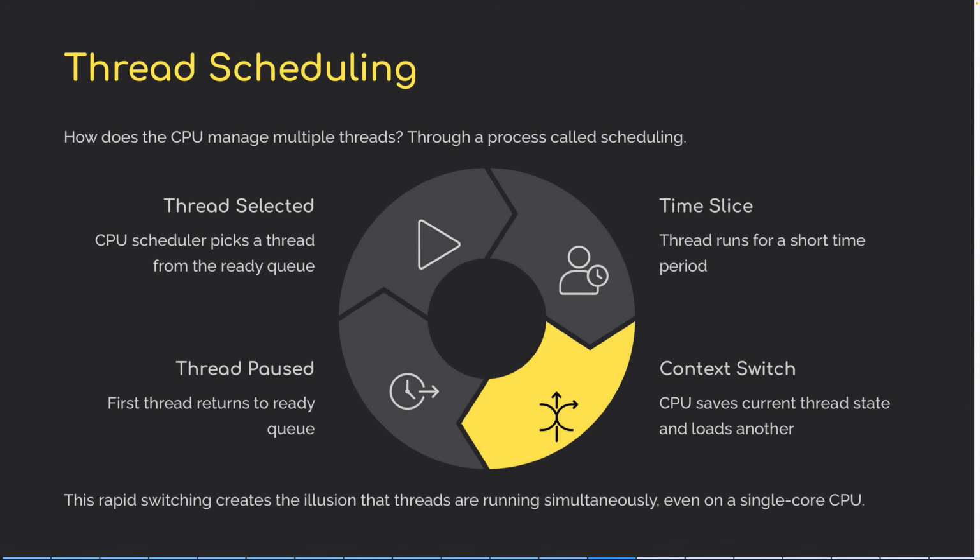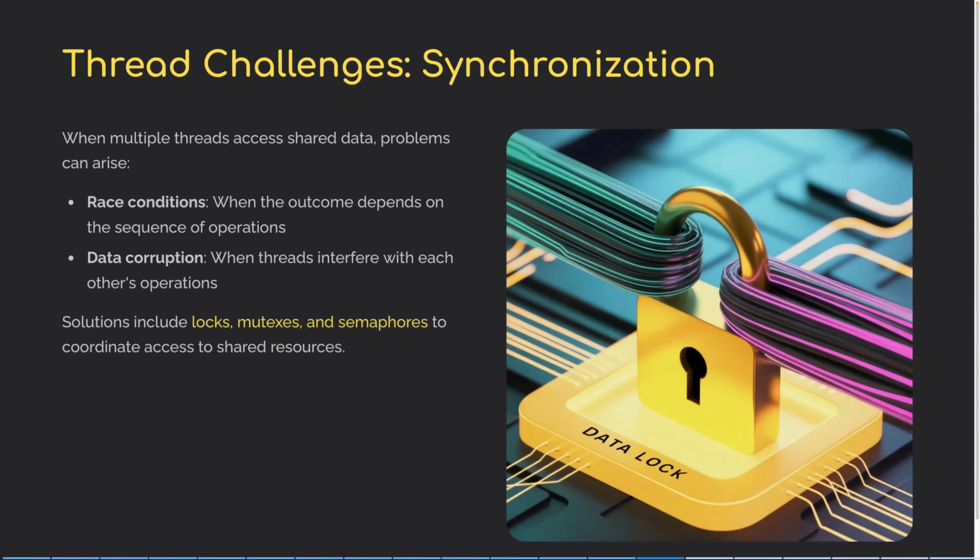So you need to understand thread scheduling also. How does the CPU manage multiple threads? Through a process called scheduling. For example, the CPU scheduler picks a thread from the ready queue, the thread runs for a short period of time, the CPU saves the current thread state and loads another, and the first thread returns to the ready queue. The cycle repeats like this. The rapid switching creates the illusion that threads are running simultaneously, even on a single core CPU.